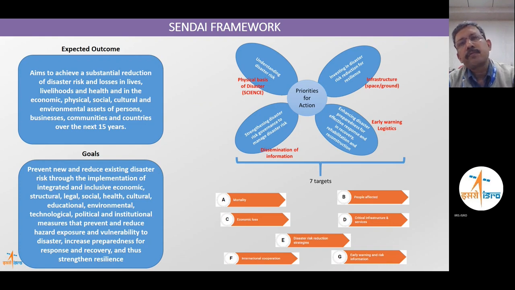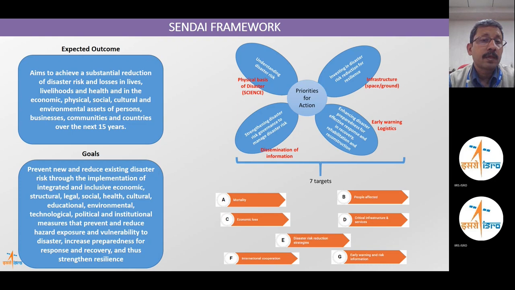So when we come from 2005 to 2015, during 2015 we had another conference to take up the disaster management and disaster risk reduction further. And in 2015 we had the Sendai framework, which basically aims to achieve a substantial reduction of disaster risk and losses in lives, livelihoods, and health in the various sectors like economic, physical, social, cultural, environmental, and business communities of countries over the next 15 years. So it had 7 targets.